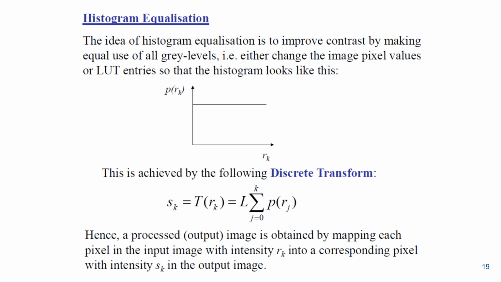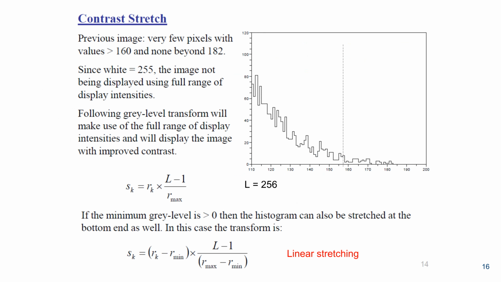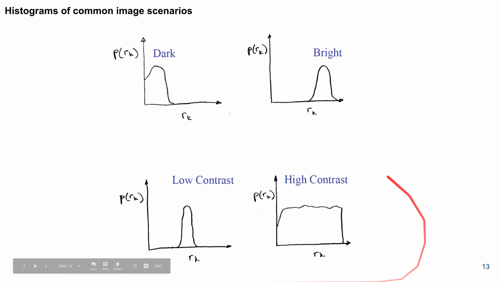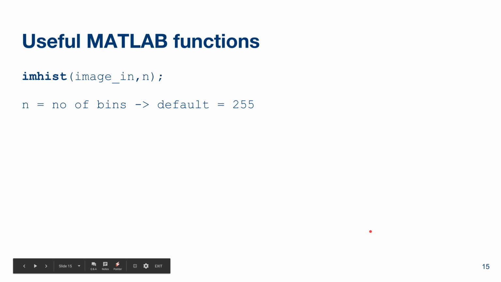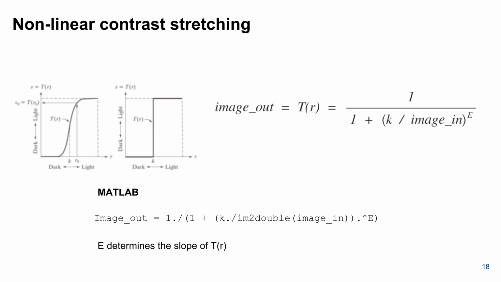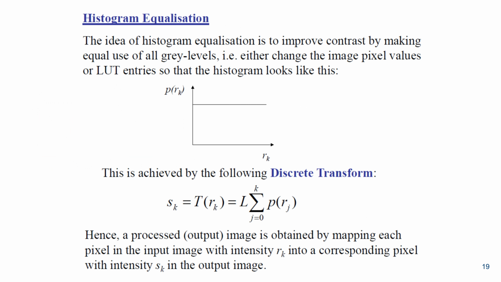So histogram equalization is another technique. It's like the contrast stretching. The aim is to improve contrast by making equal use, in this case, of all grey levels. So if we go back, what we want to try and do is take the histogram of the raw image and convert the histogram into something like this, which will be higher contrast. And this histogram equalization is achieved by the following discrete transform.